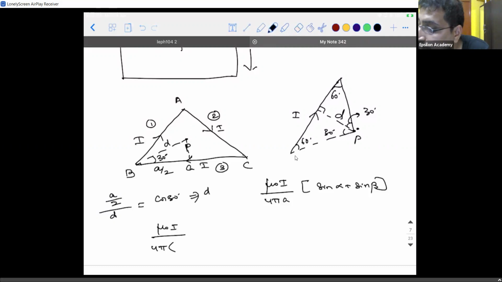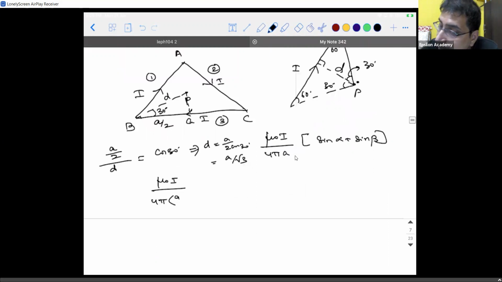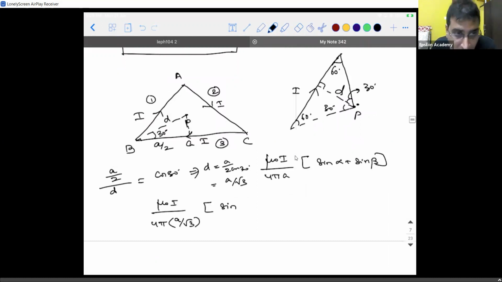Guys, are you able to understand? D is equal to A by 2 cos 30. But how much is cos 30? It is root 3 by 2. So both will get cancelled and the answer will come out as A divided by root 3. Right? So D is nothing but A divided by root 3. Into sine of, how much should I substitute the value of alpha as? I have two angles in my hand. Should I substitute 60 degrees or 30 degrees?